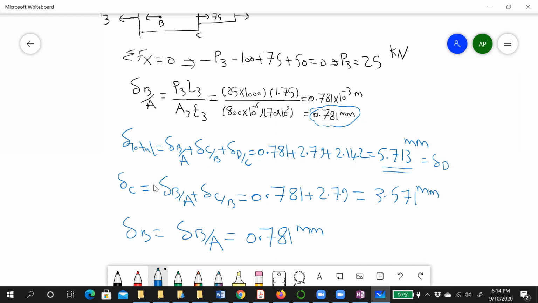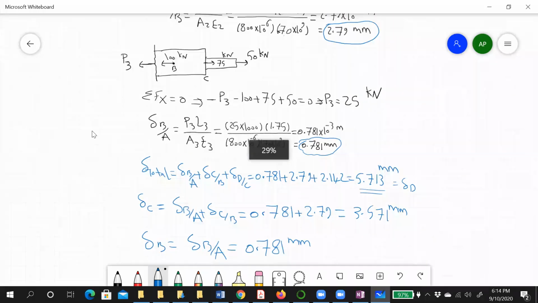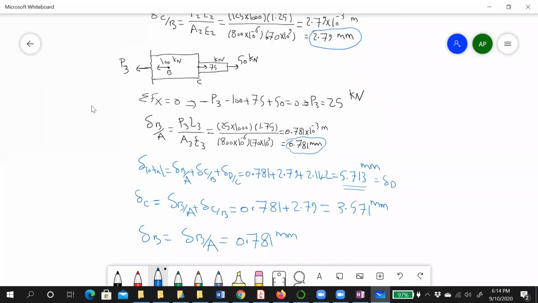That's about this problem. Does it make sense to you? Let me know if you miss something. I can go over it, I can write it. Does it make sense? Yes, it makes sense.